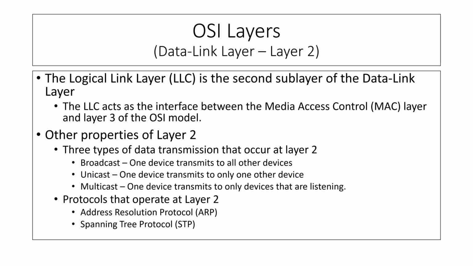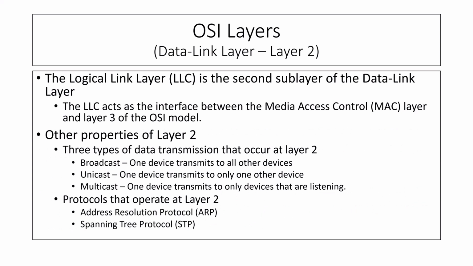Now the logical link layer is the second sublayer of our data link layer. The LLC actually acts as the interface between the MAC layer and layer 3 of the OSI model. So this is where we're going from the MAC all the way to network. The LLC does that translation.